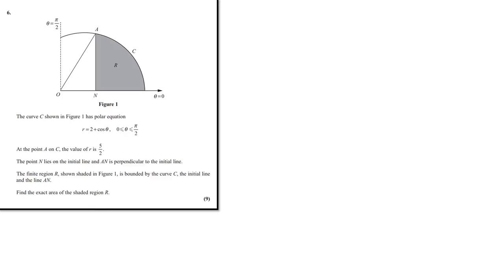This is pretty standard in terms of polar coordinates. You get given this kind of region, and then we need to go on to find the exact area of that shaded region. So where do we begin with a question like this? Well, let's start with the bits of information that we've been given. We know at the point A on C, the value of r is 5/2. So our polar equation is r equals 2 plus cos theta. If we know r is 5/2, we can substitute that into our polar equation. So 2 plus cos theta is equal to 5/2.